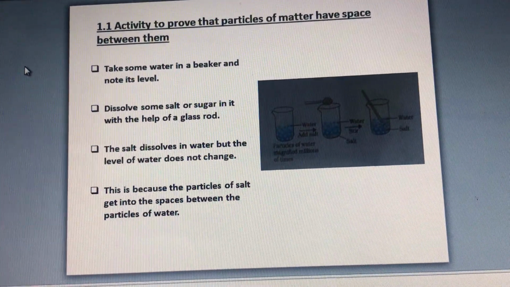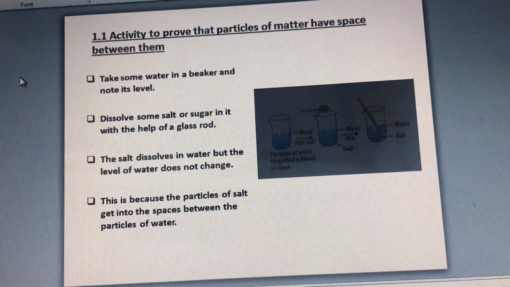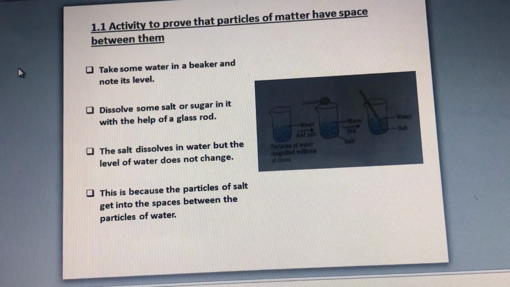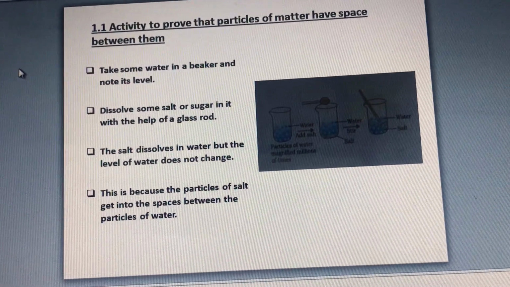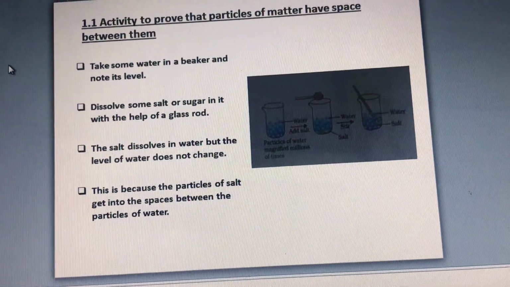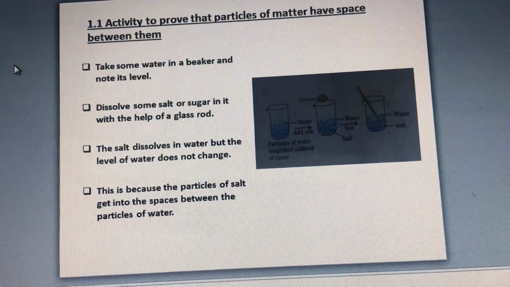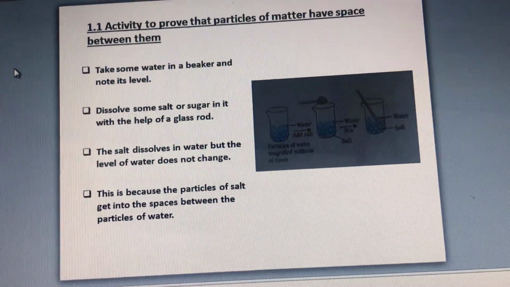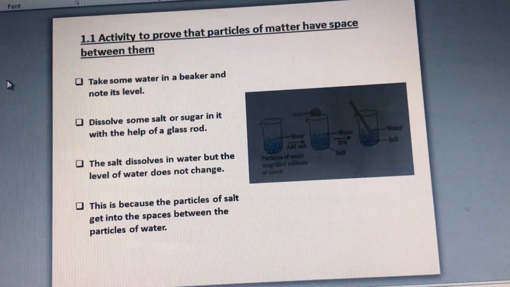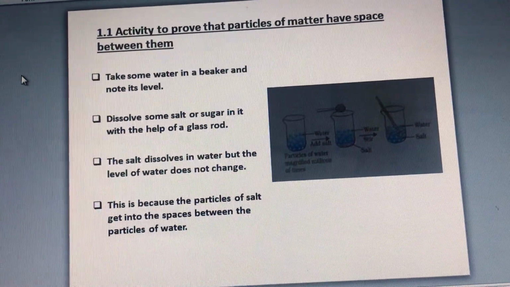The salt is going to dissolve in water, but what will happen to the level of water? Will it increase? Will it decrease? What's going to happen? There will be no change in the volume of water, because why? The voids were there in case of water particles, and those spaces are filled up by the salt particles, which will result in no increase in the volume of water, and the volume will remain the same.